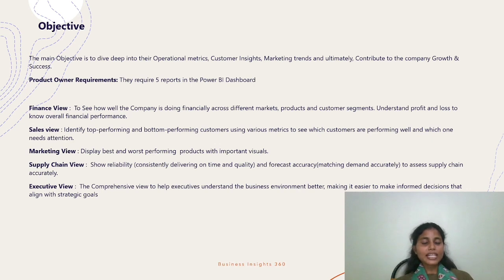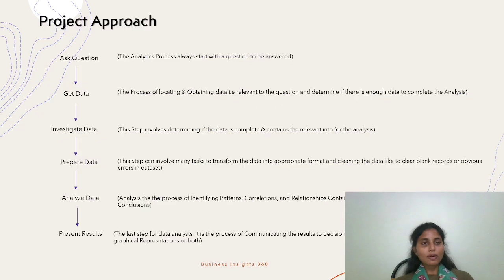Coming to the sales view, it helps to identify top performing and bottom performing customers using various metrics, to see which customers are performing well and which need attention. The marketing view displays the best and worst performing products with important visuals, and accordingly we plan marketing for those products. The supply chain view shows reliability and forecast accuracy to assess the supply chain. The executive view gives a comprehensive picture to help executives understand the business environment better, making it easier to make informed decisions that align with strategic goals. This is all about the objective.